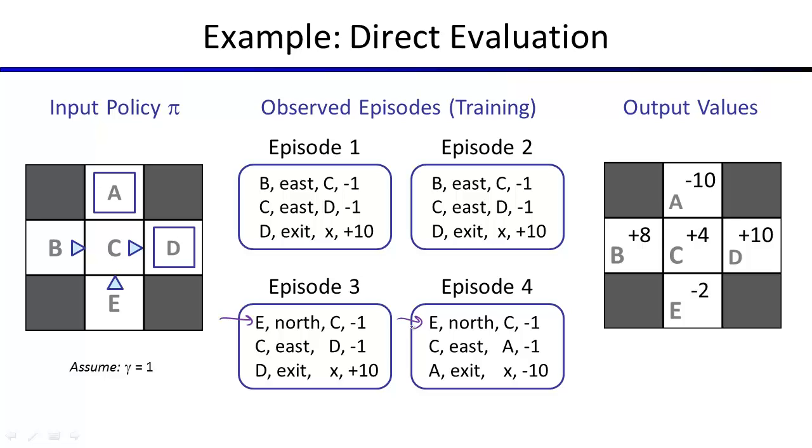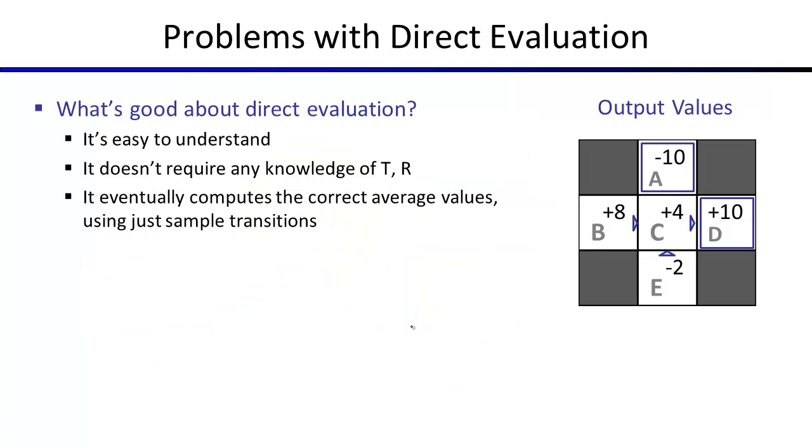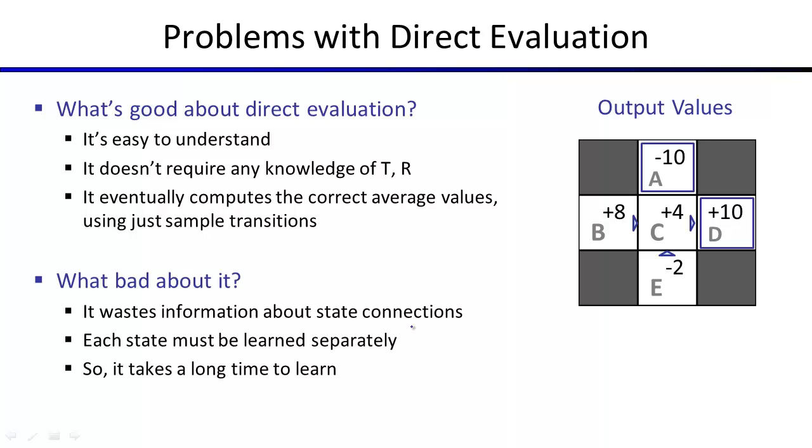Other questions? All right, so we could be done, right? We could end lecture early. Why does that not work? Well, what's good about this is it's easy to understand, and it's clear that you were able to do it without ever figuring out T and R explicitly along the way. Those are nice properties, and it does eventually work. But what's bad is it wastes a lot of information.